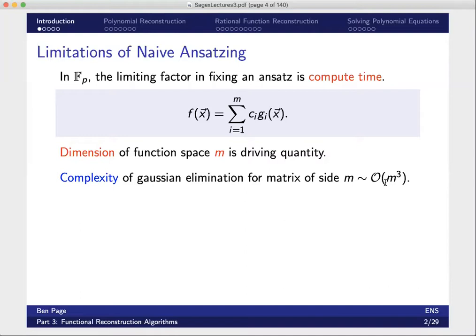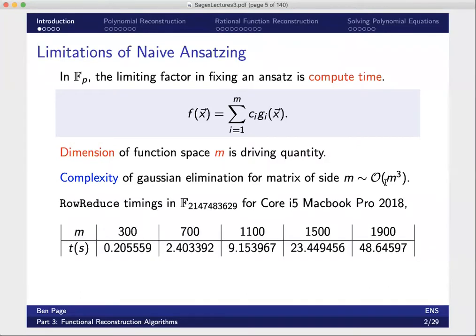So an interesting question is to get a feeling about when this is a limiting problem. Here is just a little table of Mathematica's implementation of Gaussian elimination in row reduction in some 32-bit finite field, running on my laptop. We'll see that if our matrix is 300 by 300, then we're able to solve our linear system in less than a second. But due to the scaling, by the time we get to something like 2000 by 2000, we're order 1 minute. And if we extrapolate this, we're going to find that fixing an ansatz that has, say, 24,000 terms is starting to need 1 day of laptop time.